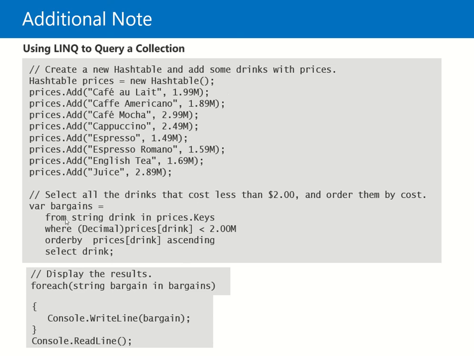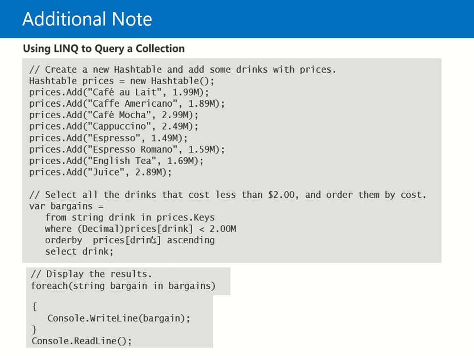So this from statement will select the drink which is less than $2. So this is the condition, and it will retrieve this. So 1, 2, 5 will be retrieved. You can add an additional order by.